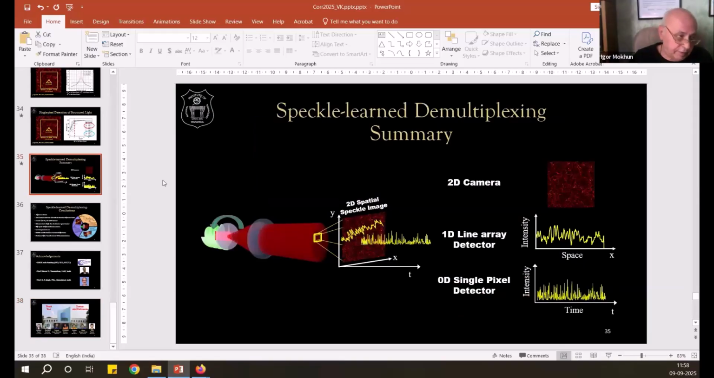So I have a question. If I understood correctly, your approach is concerned with free space optics communication. Yes. And can you say something about the perspective of use of your approach for fiber link communication?